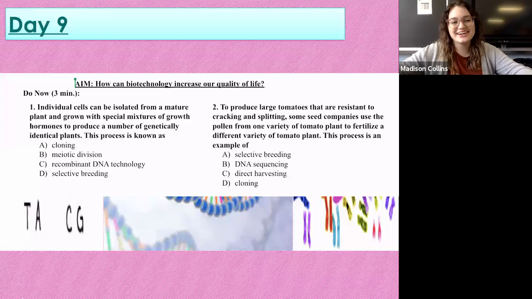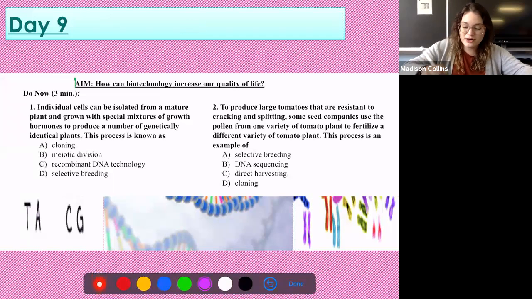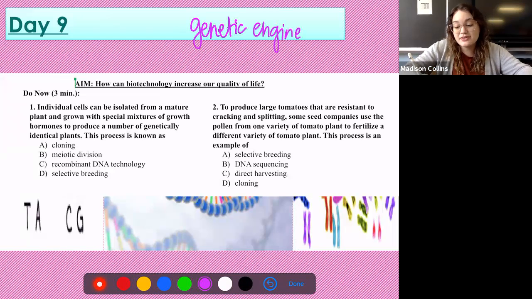Welcome back. This is day 9 of genetics, and today we're going to be talking about how can biotechnology increase our quality of life. So again, today we're going to be talking more about genetic engineering, as well as the pros and cons associated with it.